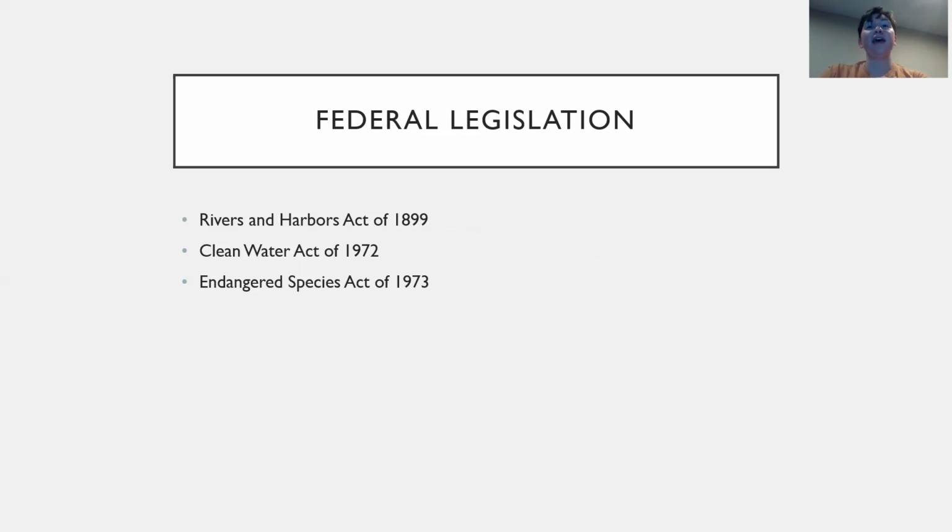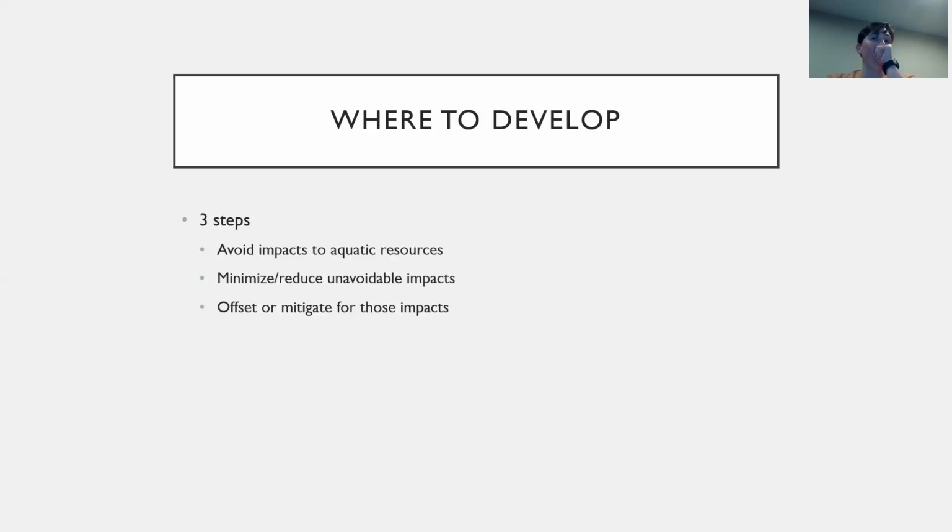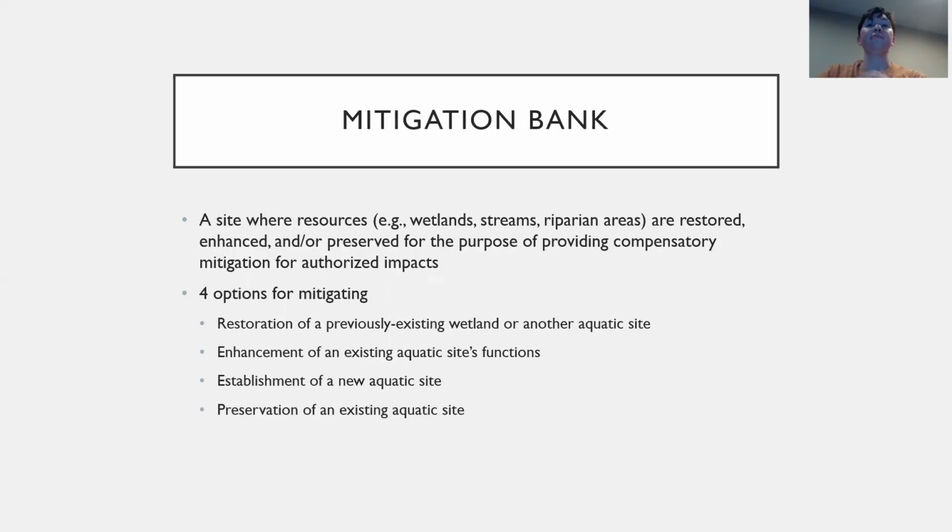Federal legislation that commonly is involved in restorations are the Rivers and Harbors Act of 1899, the Clean Water Act of 1972, and the Endangered Species Act of 1973. So in determining where to develop, the 3 steps are avoiding impacts to aquatic resources, minimizing or reducing unavoidable impacts, and offsetting or mitigating those impacts.